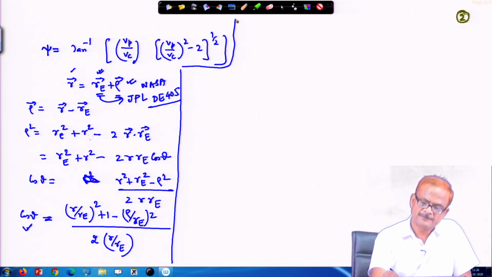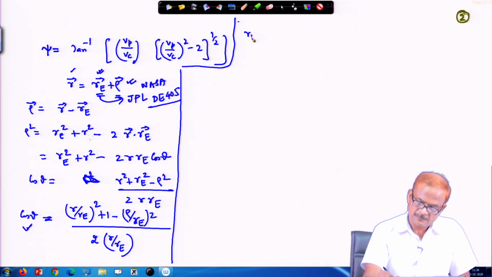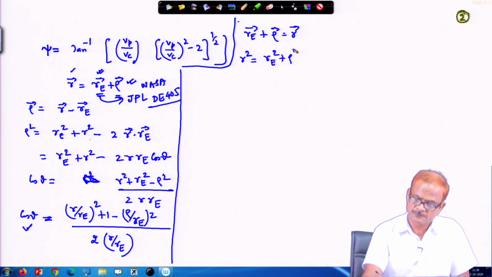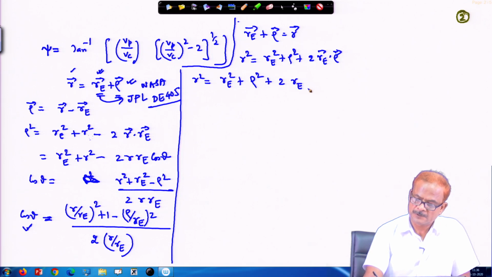Okay. Thereafter, we also have Re plus rho equal to R, and this we can write as R square equal to Re square plus rho square plus 2 Re dot rho, and so R square becomes Re square plus rho square plus 2 Re rho times cos.